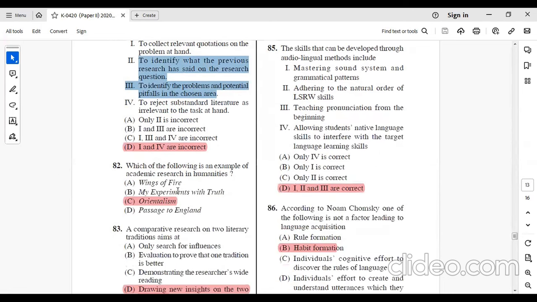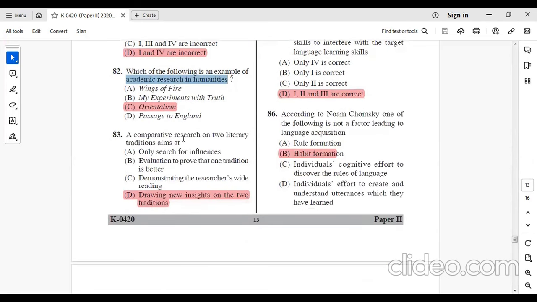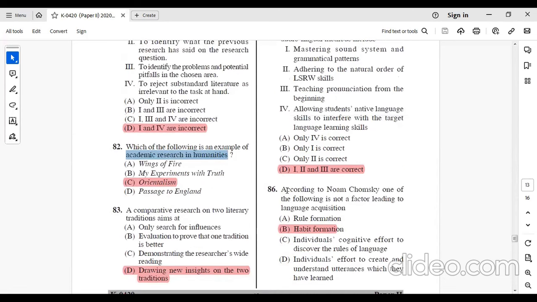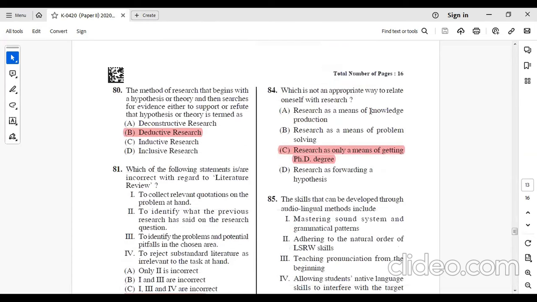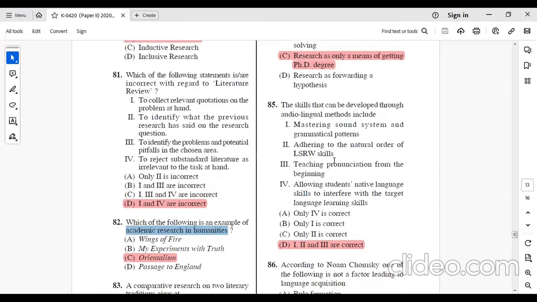Which of the following is an example of academic research in humanities? Orientalism is the example of academic research in humanities. A comparative research on two literary traditions aims at drawing new insights on the two traditions. That's about comparative research. Which is not an appropriate way to relate oneself with research? Research as only means of getting a PhD degree. It's wrong.